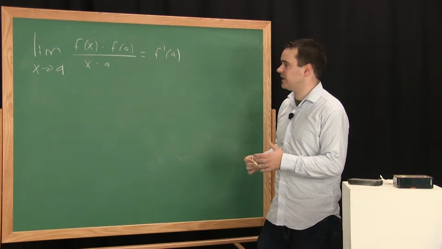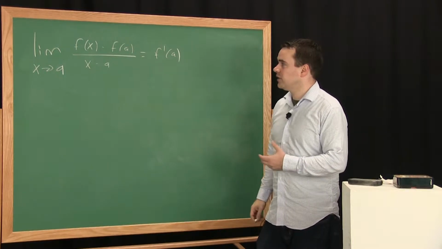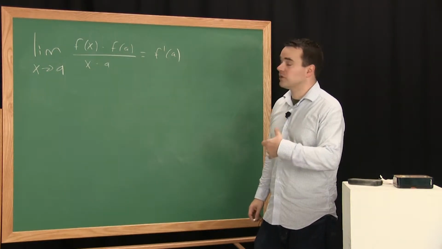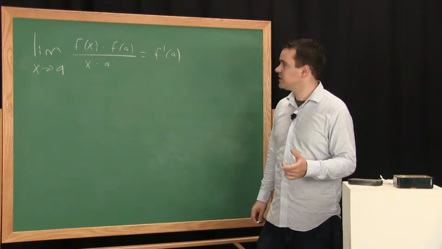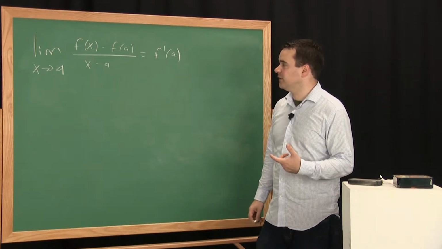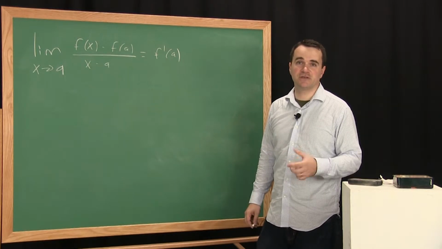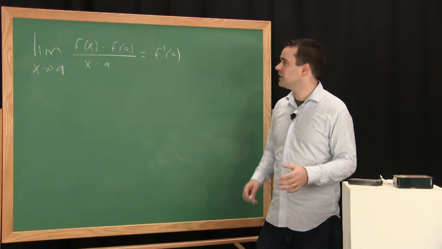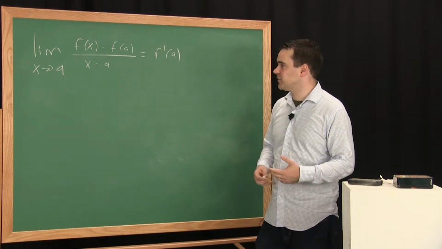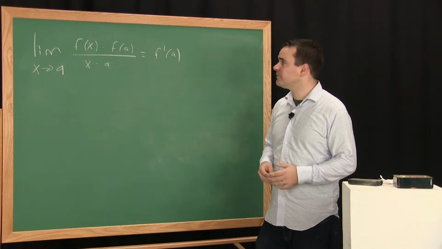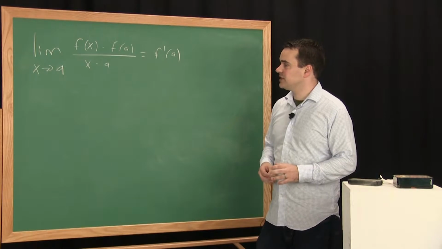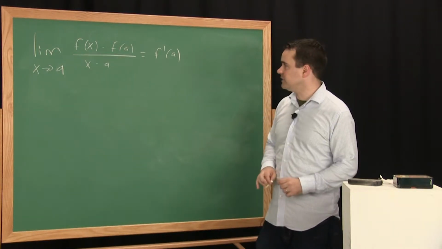So what I want to do right now is show you another equivalent definition of the derivative that we like to use. We use this all the time. Sometimes it makes the computations easier. Sometimes we like to use it for proofs. Just depending on the situation, it can be a little bit more convenient. So what I'm going to do here is a change of variable in the limit.